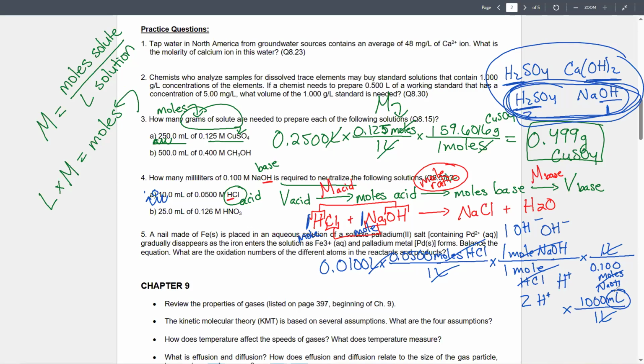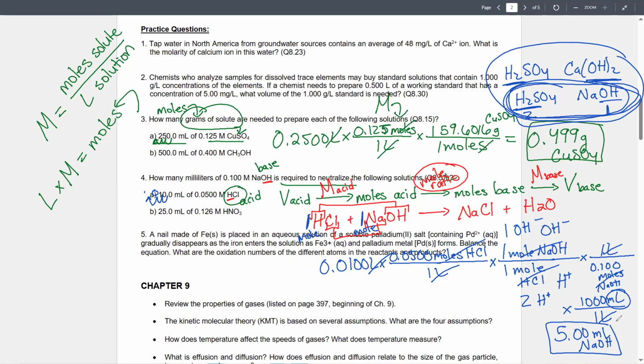Okay, so in my calculator is 0.01 times 0.05 divided by 0.1 times 1,000. So this is 5 milliliters is all I would need. That's the answer. And the sig figs is 3. So 5.00 milliliters of the base to neutralize the acid.